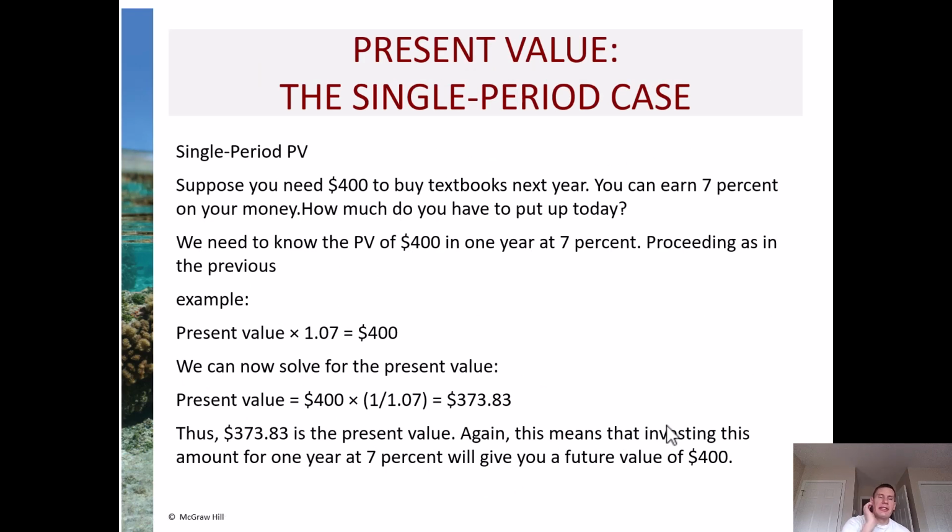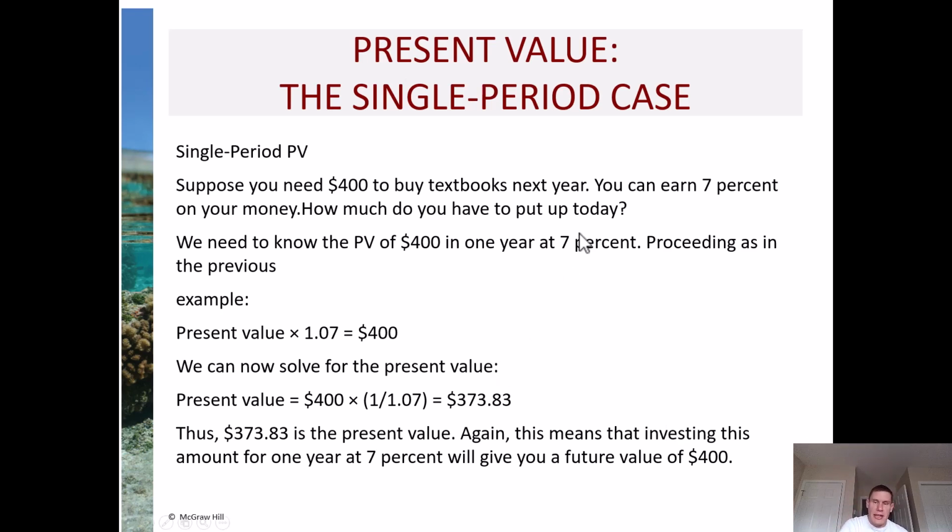So the single period case of present value. Let's say that, this is a good example being a college student, you need 400 bucks to buy textbooks next year. You can earn 7% on your money. How much do you have to put up today? So what we need to know is the present value of 400 bucks, because that's the future value, right? We need to know what is it worth. If 400 bucks a year from now, what is it worth today?